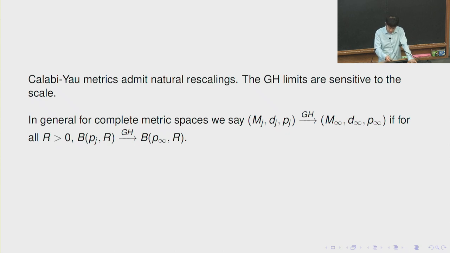So this is standard. You pick a base point in each metric space, and you say this has a limit if all balls of fixed radius around this fixed point converge to the corresponding ball in the limit.